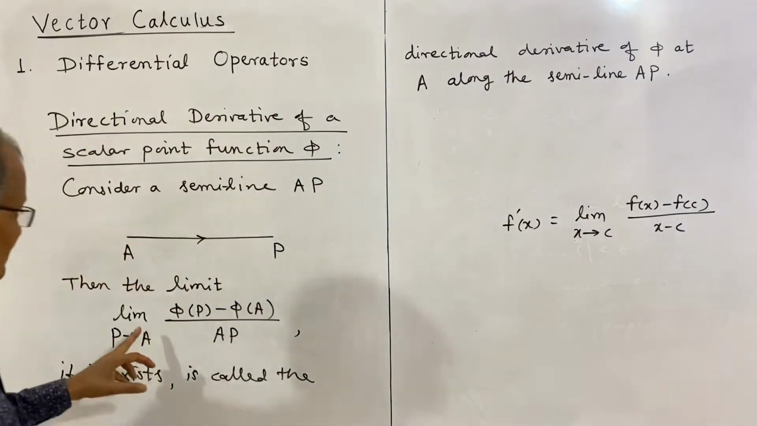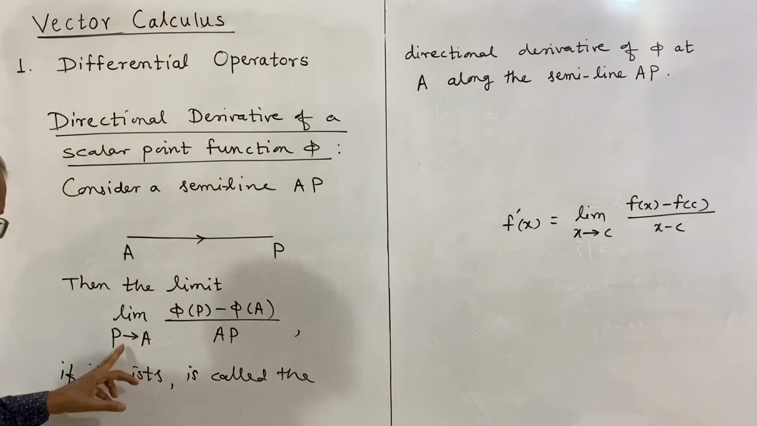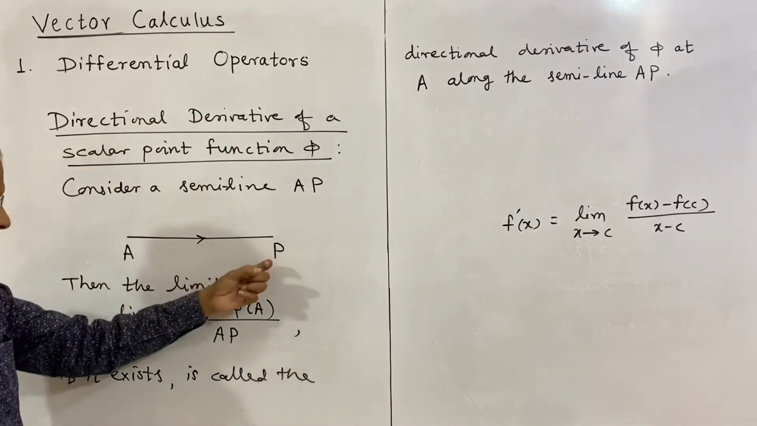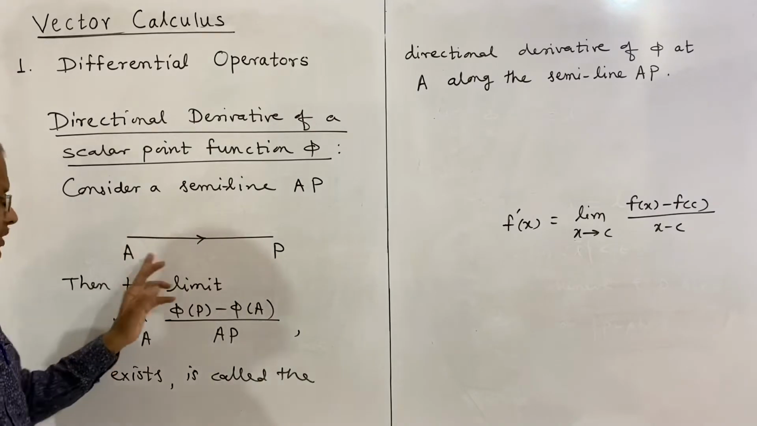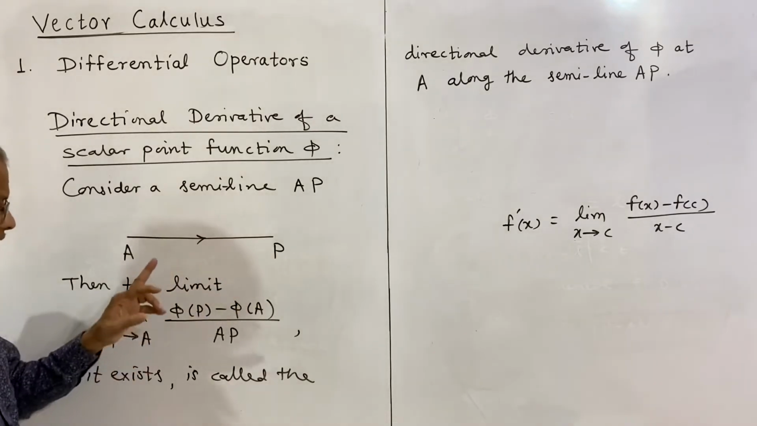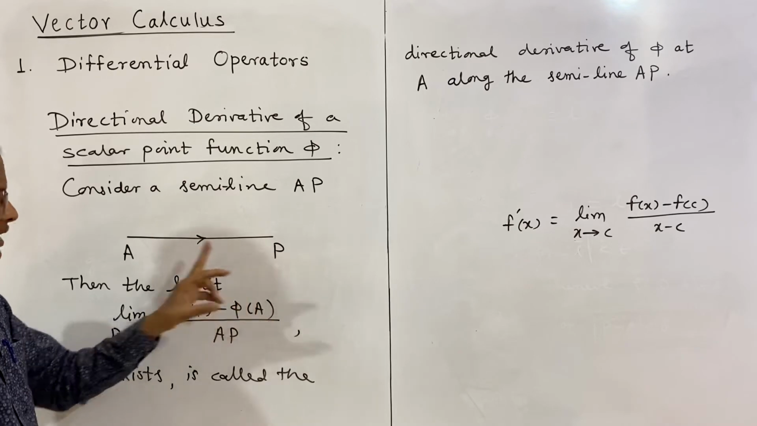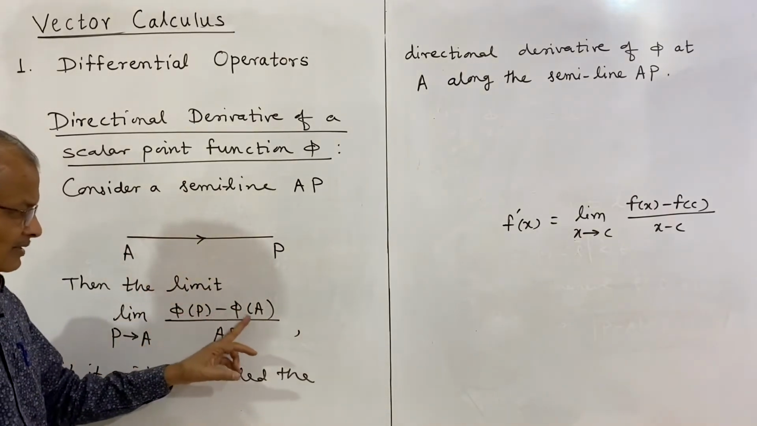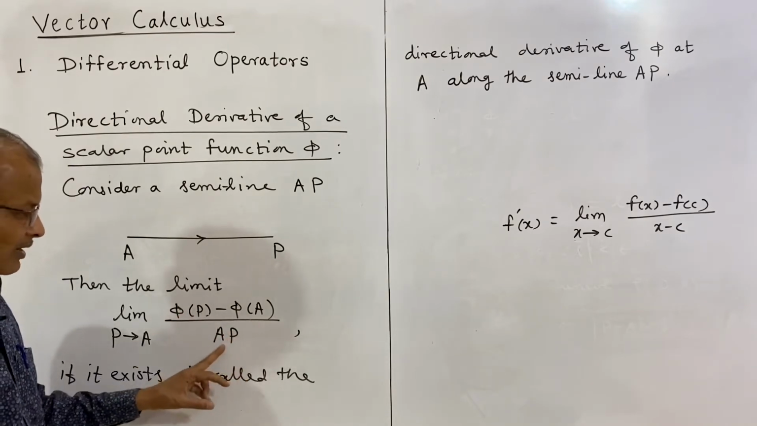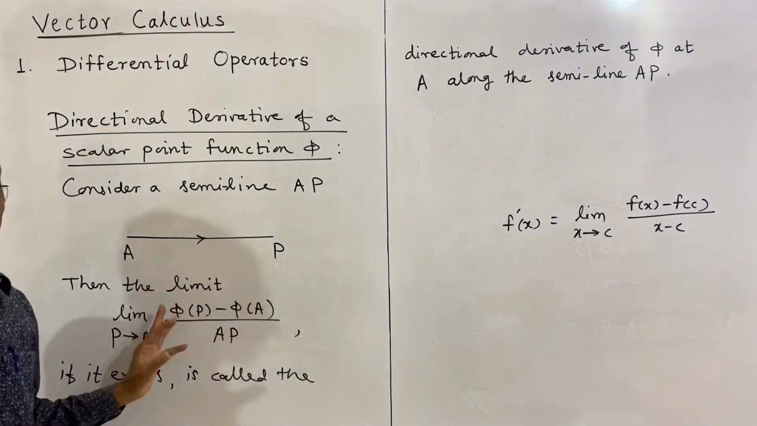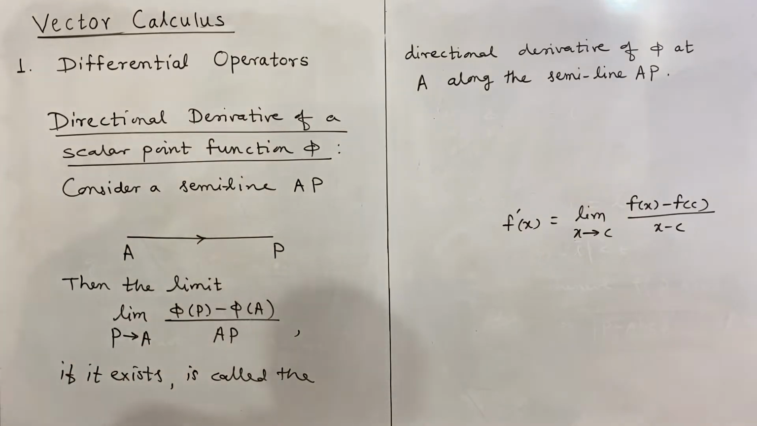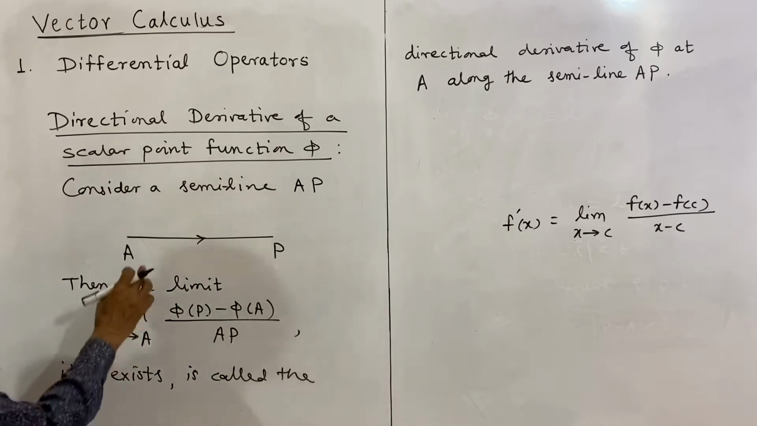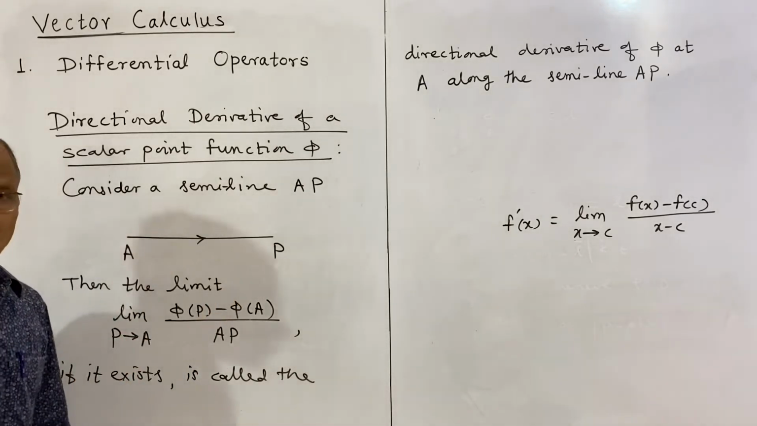In the same way we have defined limit p tends to a, instead of x and c, here the points are a and p. So this point tends to a, the distance between a and p is small. Then the values of function at p minus function at a, that is phi of p minus phi of a divided by the distance ap. So this is the directional derivative of a scalar point function along the direction a to p. The direction is also important here.